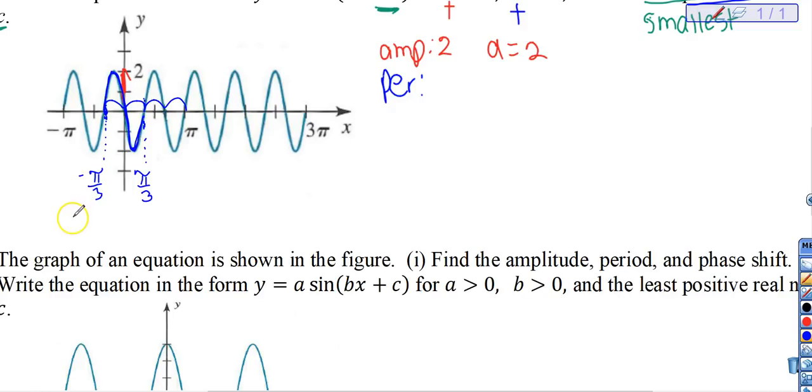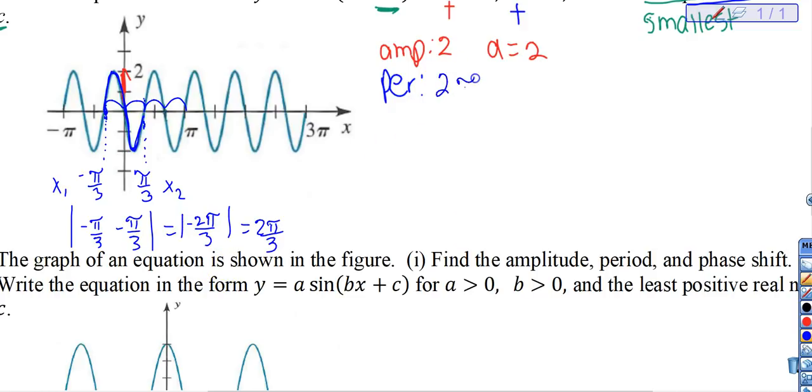So let's find the distance between those 2 points. We'll call this our x sub 1, and we'll call this our x sub 2. Negative pi over 3 minus pi over 3. The absolute value of that is negative 2 pi over 3, or 2 pi over 3. So there's the period of one sine function.